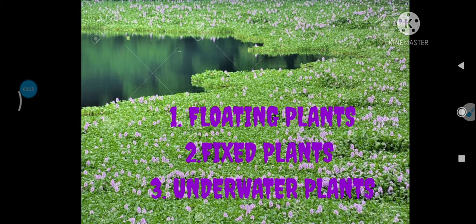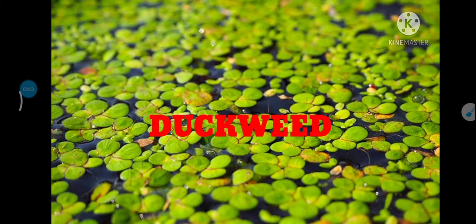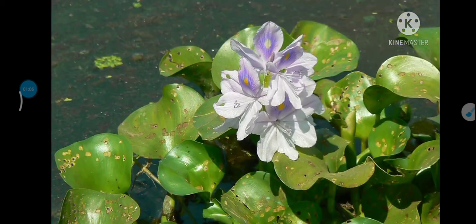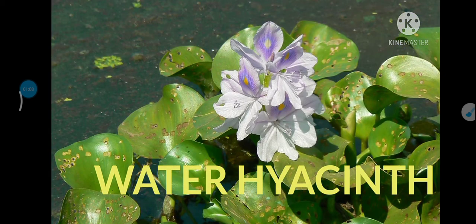So there are three types of aquatic plants. Number 1, floating plants. Number 2, fixed plants. Number 3, underwater plants. So we will learn about floating, fixed and underwater plants separately. Floating plants. Duckweed. This is an example of a floating plant. The second example for floating plants is water hyacinth.